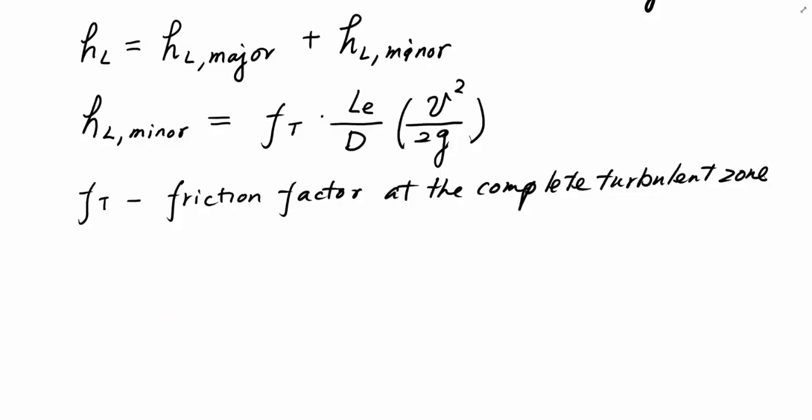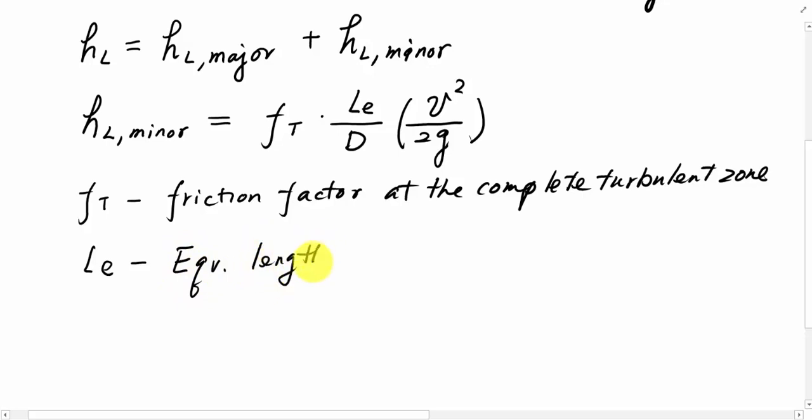Okay, back to this equation. We have another number we want to discuss, which is the Le number. So what is Le? Le is called equivalent length. This equivalent length is the length of a same diameter straight pipe that causes the same resistance as the component we use. So normally we do not get a real Le number, we get a Le over D ratio here. And of course this one is dimensionless.